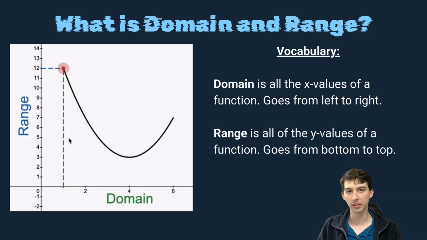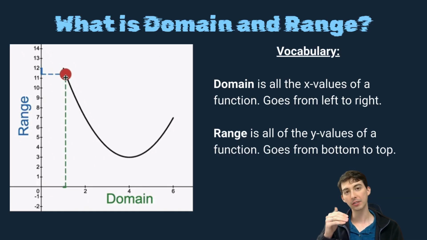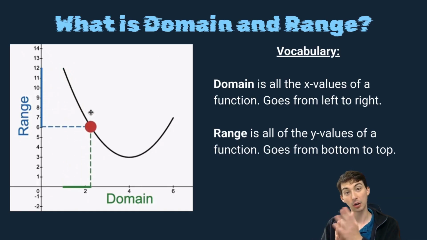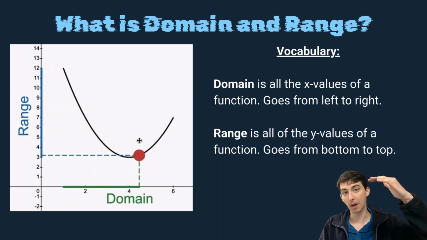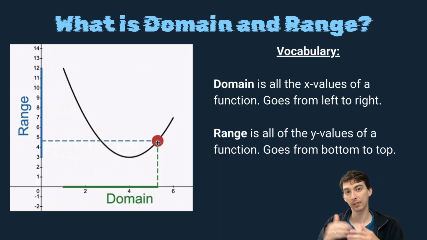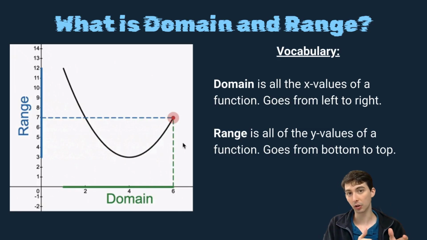First, let's go over some basic vocabulary. So first, domain is going to be all the x values in our function, and it's going from left to right. That's our x-axis. Range is the opposite. It's going from bottom to top on our y-axis. Okay, domain is all the x values. Range is all the y values.